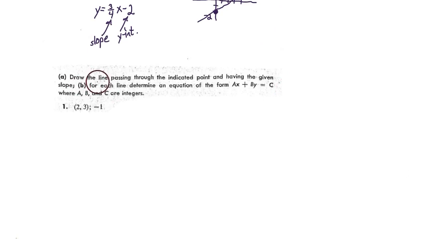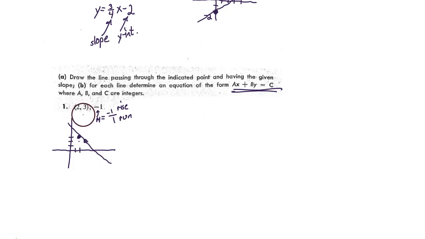Question A, draw a line passing through the given point with the given slope. And then question B, write the equation in standard form. So first thing, we're asked to draw the line. So we need a grid. 1, 2, 1, 2, 3. Here's 2, 3. Now this is our slope value. If you think of it as -1 over 1, then that's the rise and that's the run. But what does it mean for the rise to be a negative? It means you actually go down 1 unit and then over 1 unit. Here's the downhill line.